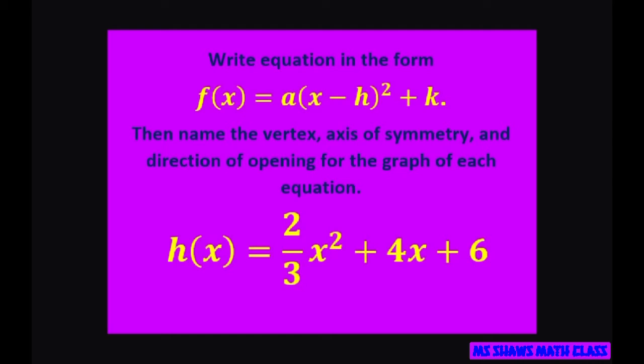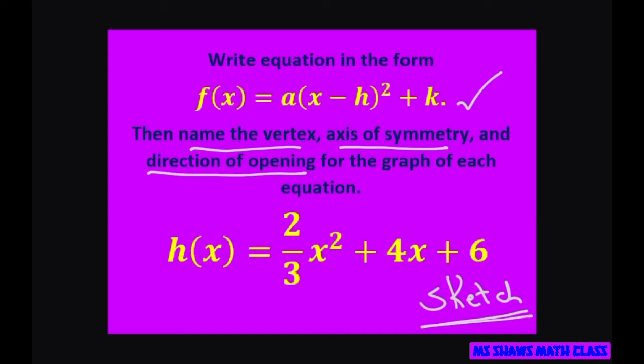Hi everyone, we're going to write our h of x function, 2/3 x squared plus 4x plus 6, in vertex form, so in this form. Then we're going to name the vertex, axis of symmetry, and the direction of opening for the graph. And I'm going to just sketch the graph just to give a rough idea of what it looks like.